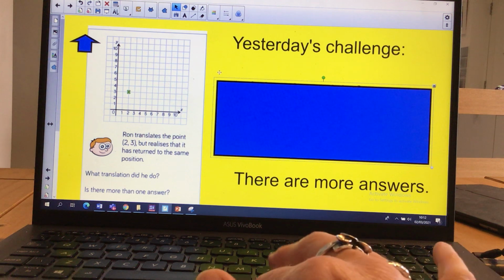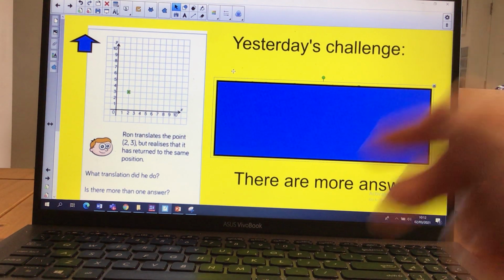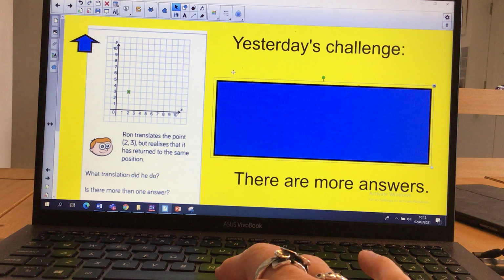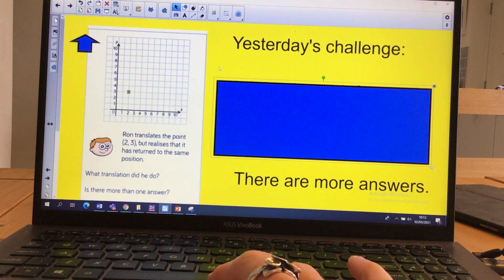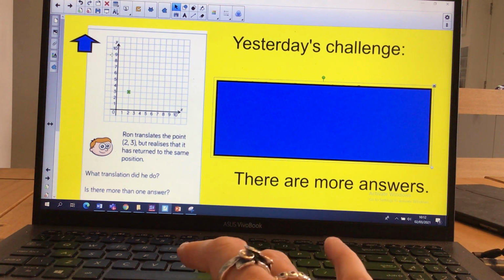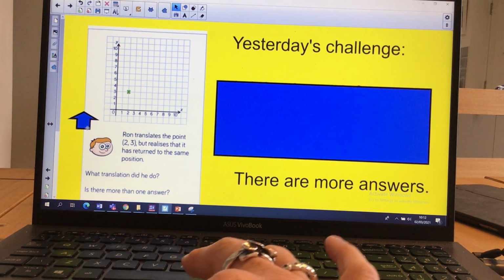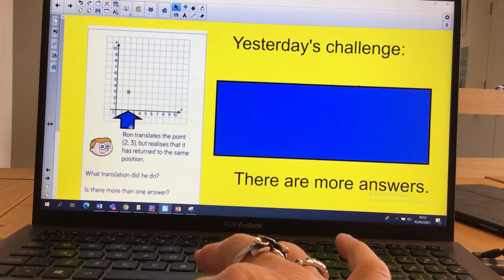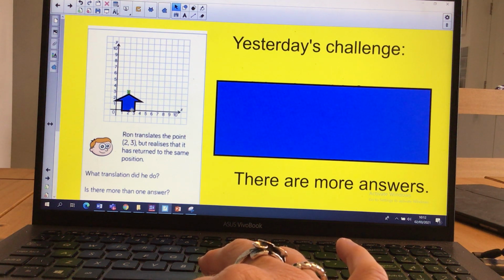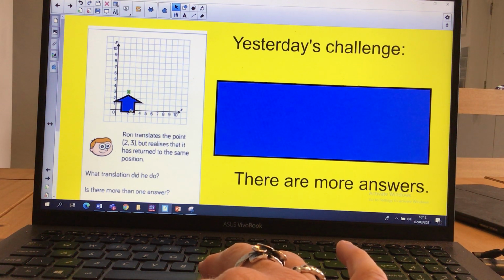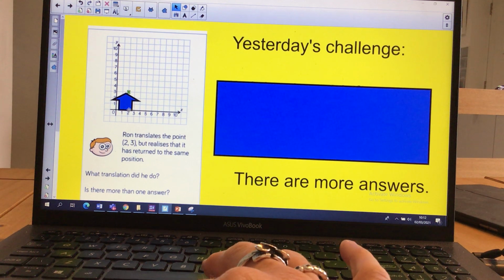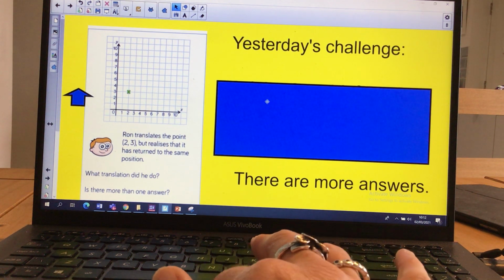Okay, so let's just have a look at yesterday's challenge. It says Ron translates the point 2, 3, but realises that it has returned to the same position. What translation did he do, and is there more than one answer? Well, there is more than one answer for sure. So what this is saying is that he starts here and he translates it, but then he actually ends up in the same place. So what has he done? How has he moved this to then end up back where he started? All right, took a bit of thinking.